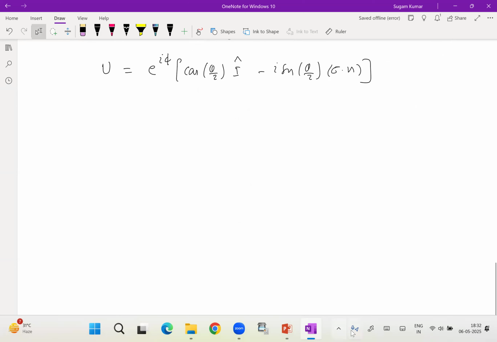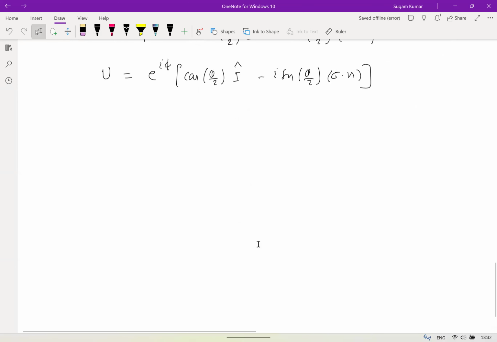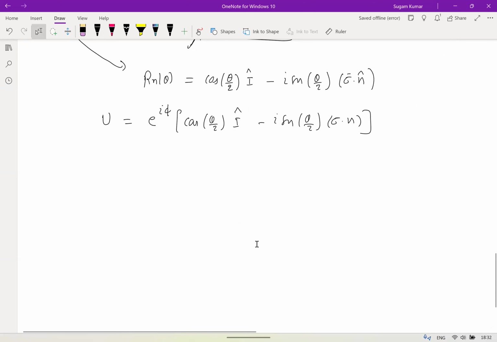And here what we can do, we can define different types of gate by choosing the values. So I can vary theta, I can vary the phi, and accordingly I can acquire the different configuration.